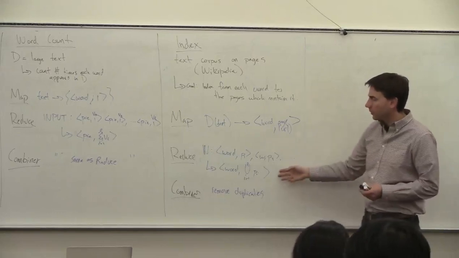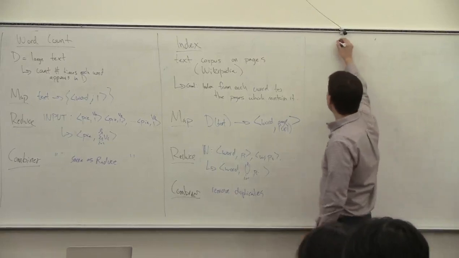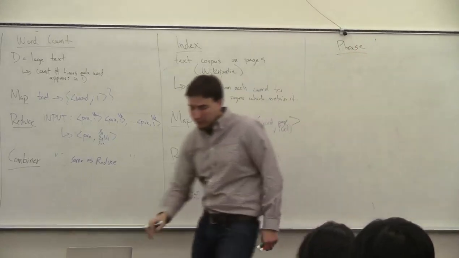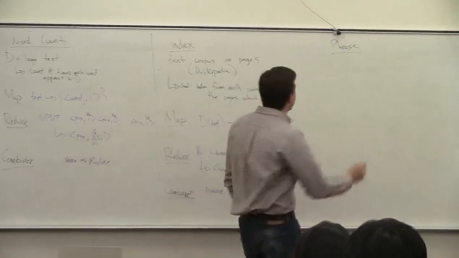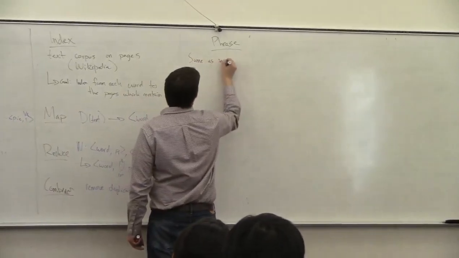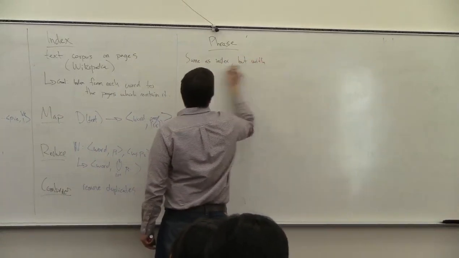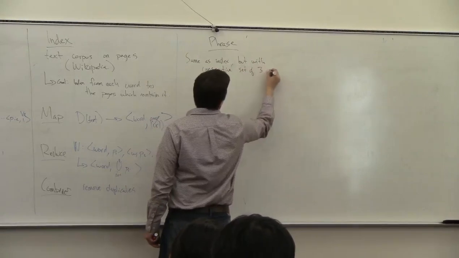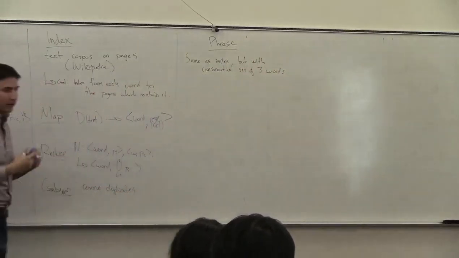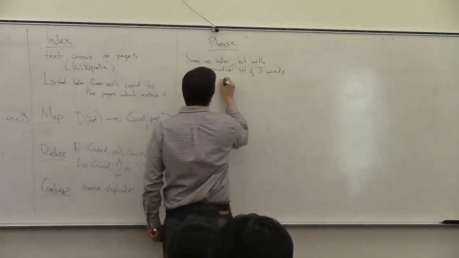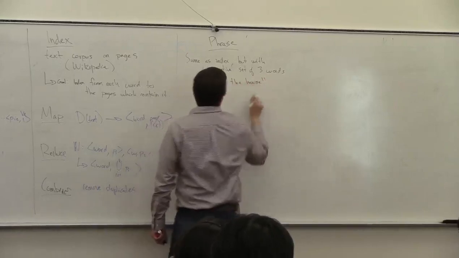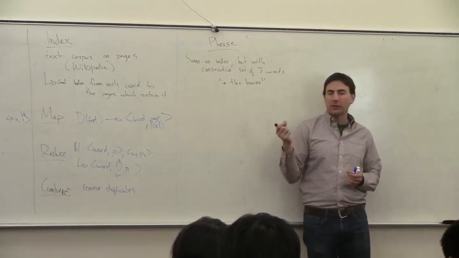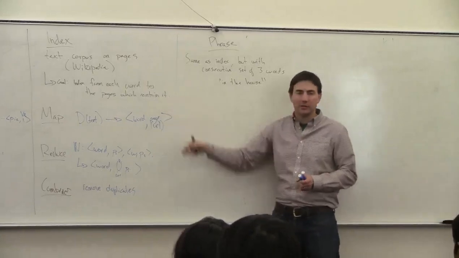Okay, so this allows you something a little bit more in the reduce. Let me just go through another simple example of how to do a little something more on the map. So phrases. It's the same as the index, but with a consecutive set of three words. So instead of a single word, we want a consecutive set of three words. For instance, "in the house." So this would be a set of three words. Now for any set of three words, we want to know which pages contain that consecutive set of three words somewhere. So how do we change this index slightly to do this?